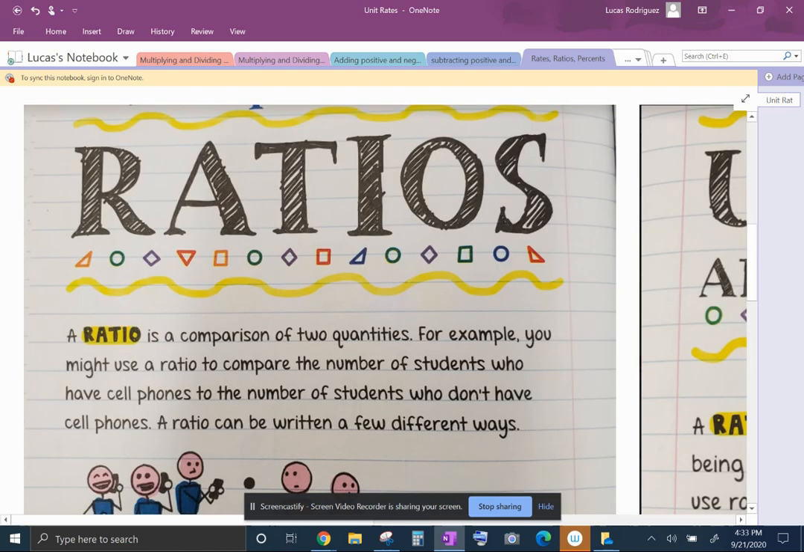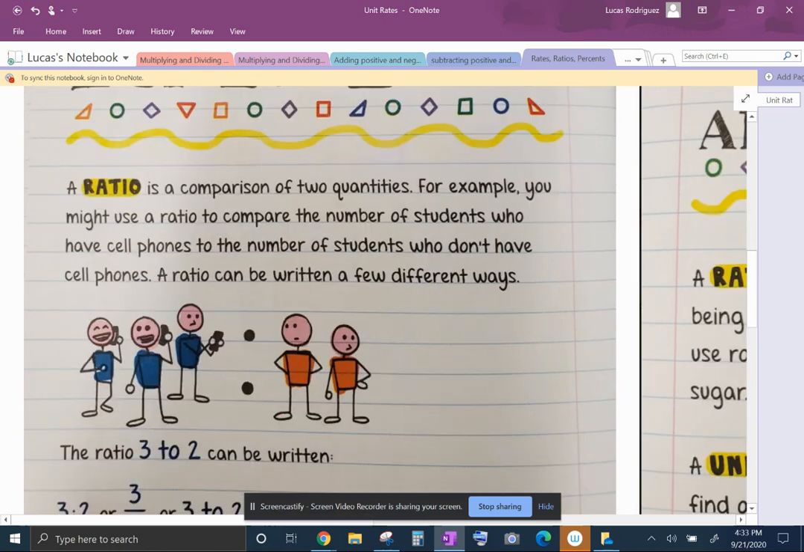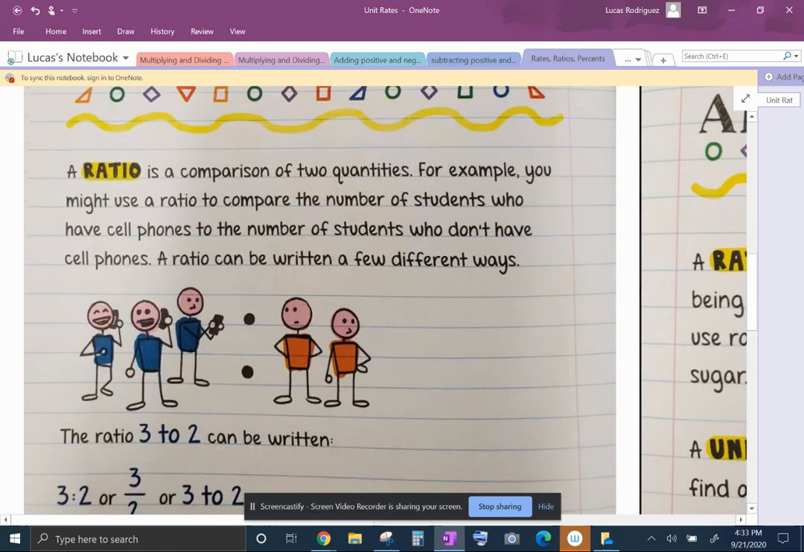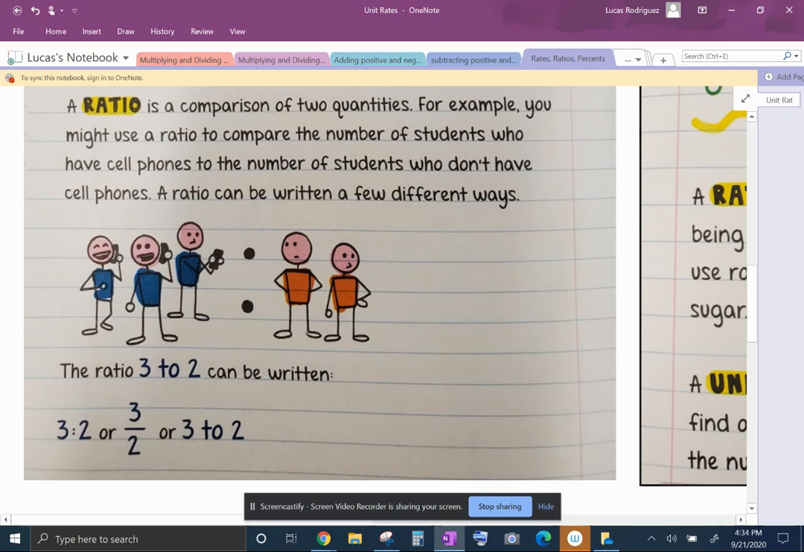So let's talk about some background knowledge. Last year in sixth grade, you did a lot with ratios. And remember that a ratio is a comparison of two quantities. For example, let's look at these students. We have 3 students with cell phones and 2 students without cell phones. The ratio of 3 to 2 can be written in many different ways. You can have 3 colon 2, or 3 over 2, or 3 to 2. And those are different ways that you can do it.